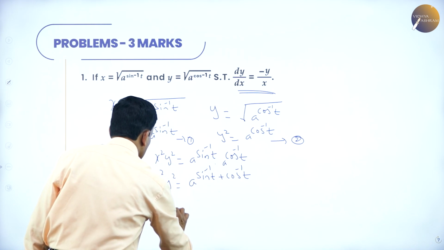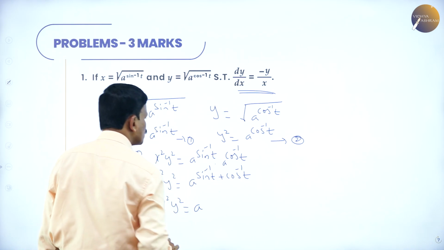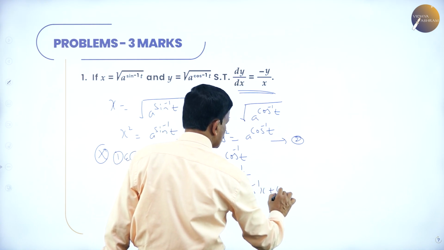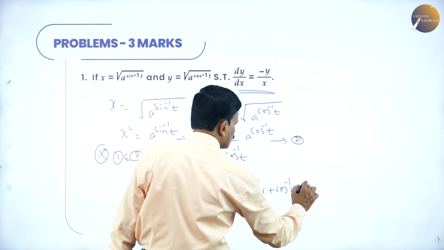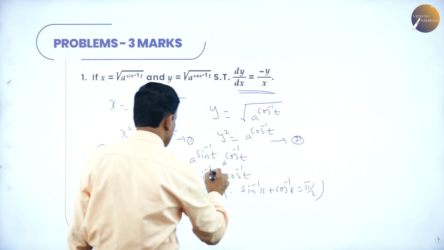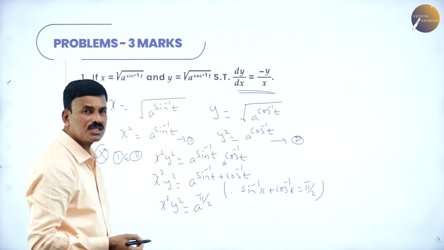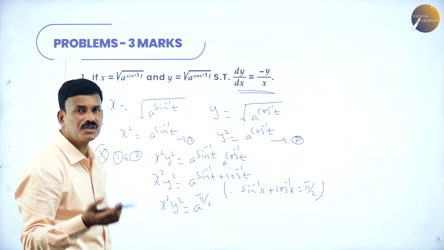So x square y square is equal to a to the power of, since we know that sine inverse of x plus cos inverse of x is always equal to pi by 2, substitute here, this becomes a to the power of pi by 2. So x square y square is equal to a to the power of pi by 2. Now differentiate, you will get the answer.